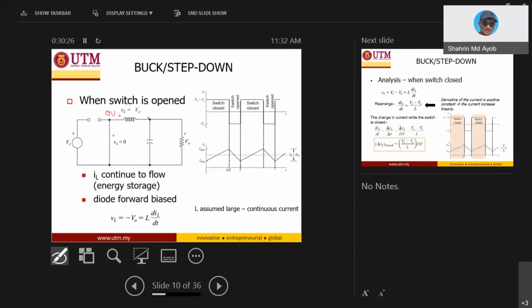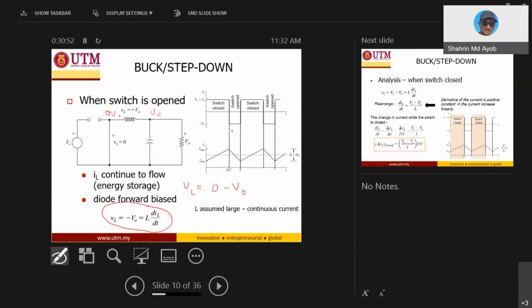And the voltage across the inductor right now, this one is still VO. So your VL is actually 0 minus VO. Should be negative here. Okay, negative VO. VL is negative VO because this is 0 minus VO.